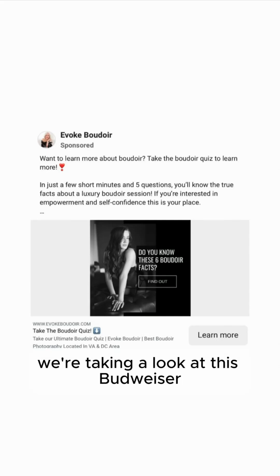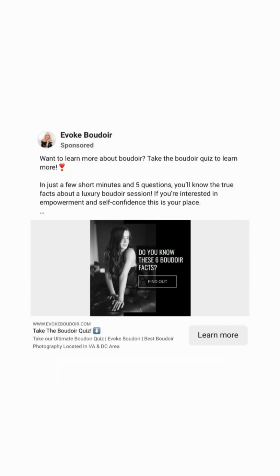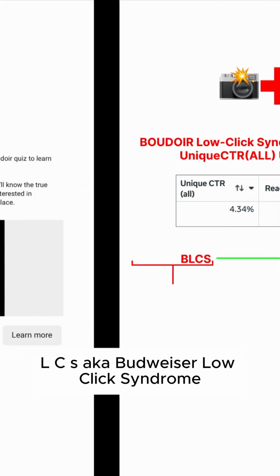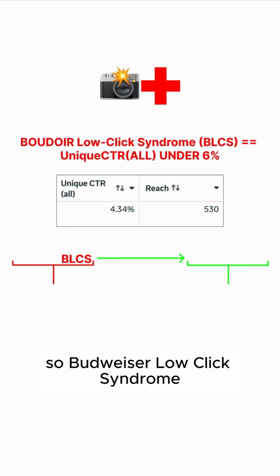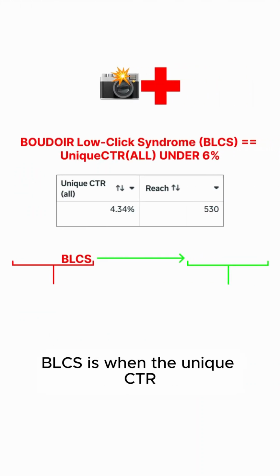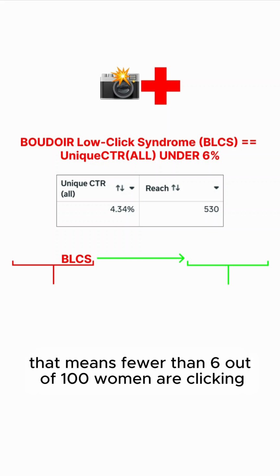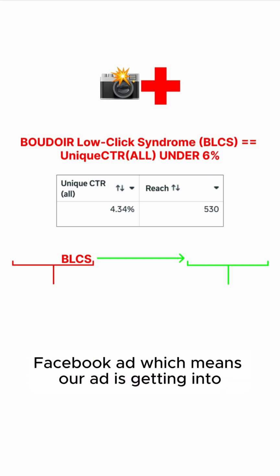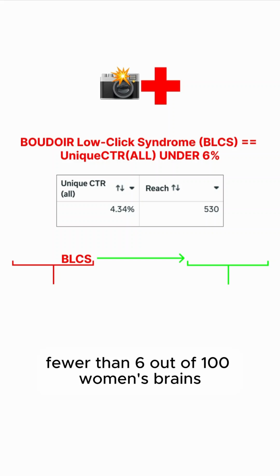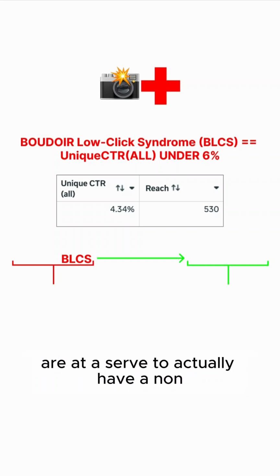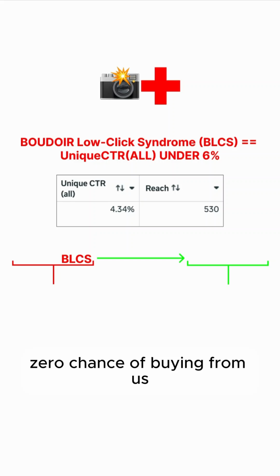All right, y'all, we're taking a look at this Boudoir Facebook ad today, seeing if it has BLCS, aka Boudoir low click syndrome. So, Boudoir low click syndrome, BLCS, is when the unique CTR all of our Boudoir Facebook ad is under 6%. That means fewer than 6 out of 100 women are clicking somewhere on our Boudoir Facebook ad, which means our ad is getting into fewer than 6 out of 100 women's brains, which means fewer than 6 out of 100 that our ad is served to actually have a non-zero chance of buying from us.